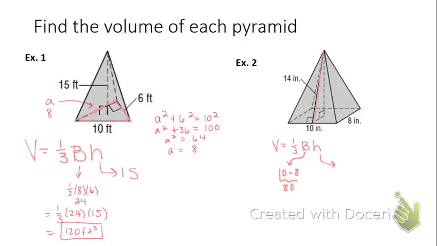What do you think we're going to be using again? The Pythagorean theorem. So what is this little piece here? Be careful. It is parallel with the 8, so it is half of 8, which is 4. So to find our height here, we're going to do 4 squared plus 8 squared equals 14 squared.